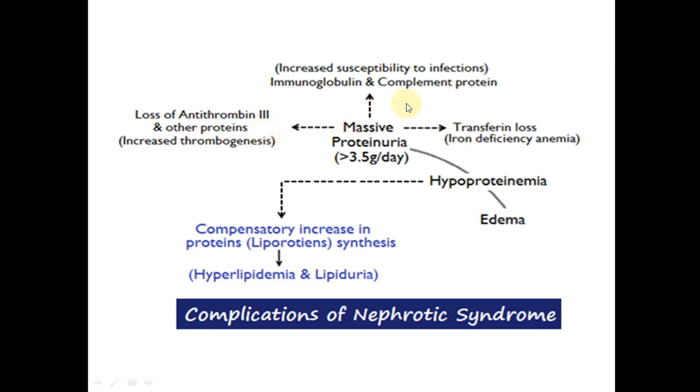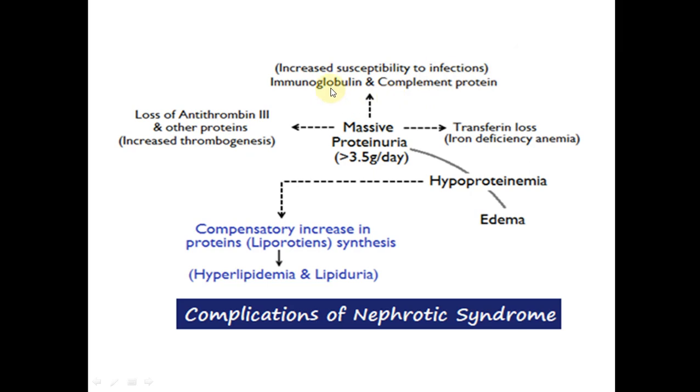We know that immunoglobulins and complement proteins, the proteins of the complement cascade, the very important nine proteins, have a very important role in our immune system to fight against infections and protect the person from bacterial, viral, and other infections.